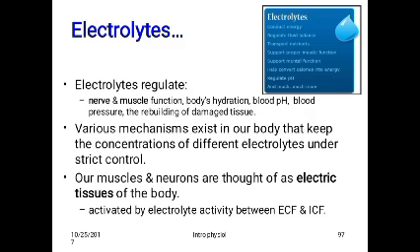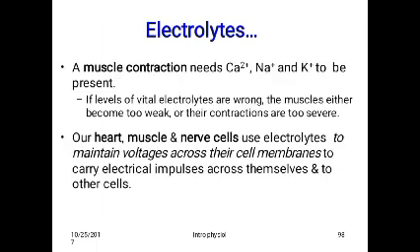Various mechanisms exist in our body that keep the concentrations of different electrolytes under strict control. Our muscles and neurons are thought of as the electric tissues of the body, activated by electrolyte activity between ECF and ICF. A muscle contraction needs calcium, sodium, and potassium to be present. If levels of vital electrolytes are wrong, the muscles either become too weak or their contractions are too severe. Our heart, muscle, and nerve cells use electrolytes to maintain voltage across their cell membranes to carry electrical impulses across themselves and to other cells.